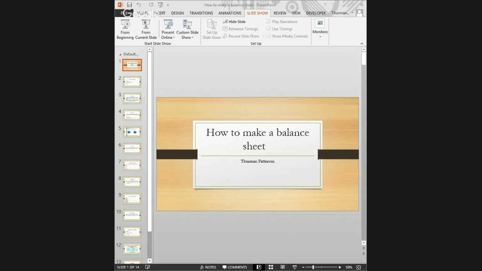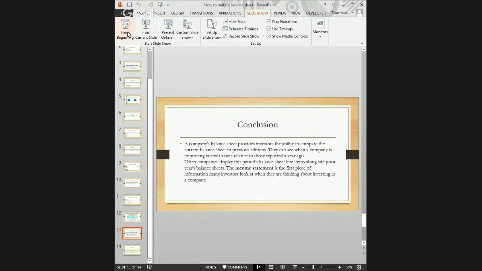In conclusion, the company's balance sheet provides investors the ability to know if they want to invest in that company. I'm sorry, I'm trying to pull up.